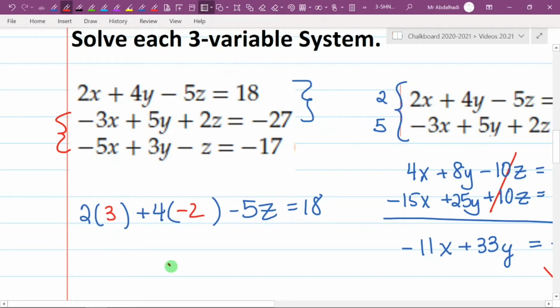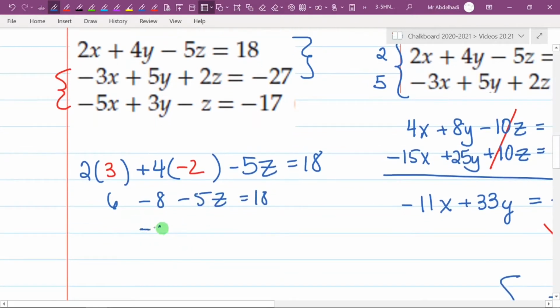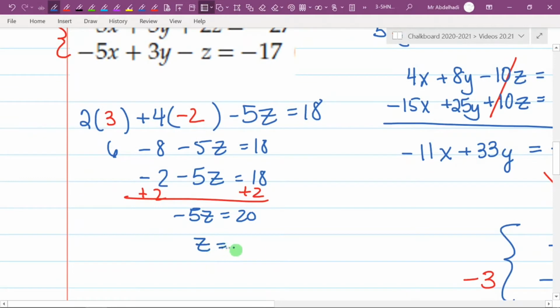We can solve for z now. So what does this become? This is 6 minus 8 minus 5z equals 18. 6 minus 8 is negative 2. So negative 2 minus 5z equals 18. Okay. And now it's just an algebra 1 question here. Negative 5z equals positive 20. Z equals negative 4.